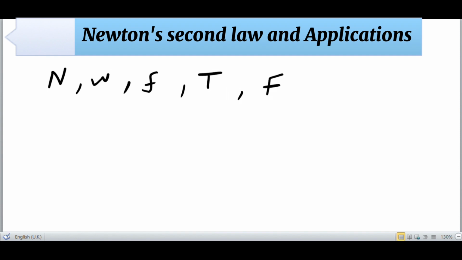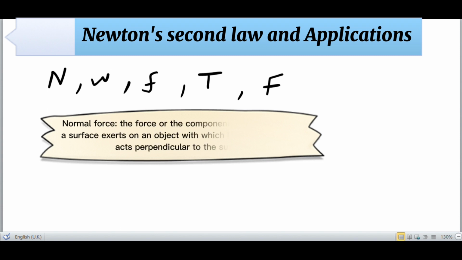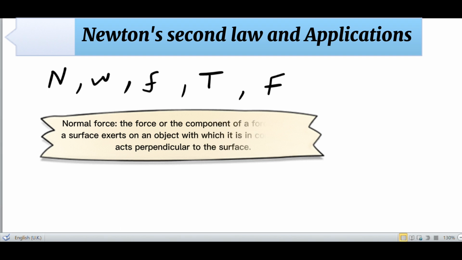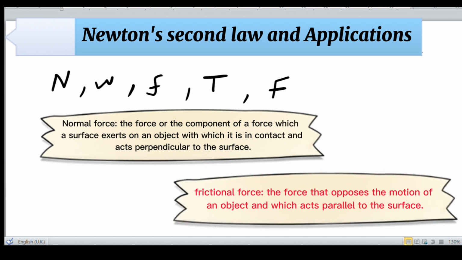Okay, so the normal force is defined as a force or a component of a force which the surface exerts on an object in contact with it. We also have the frictional force, which is defined as the force that opposes the motion of an object and acts parallel to the surface.